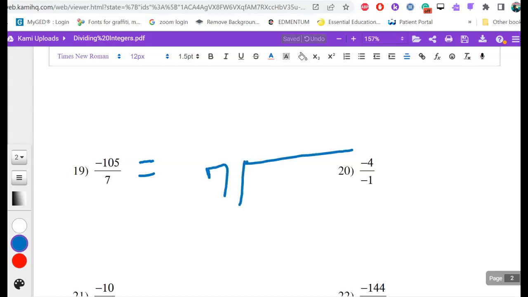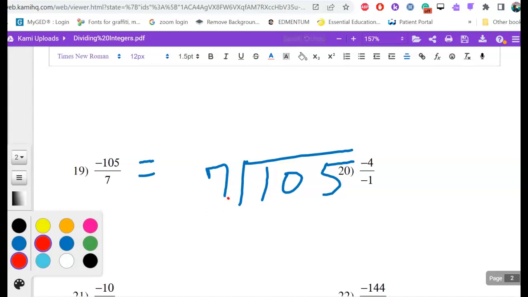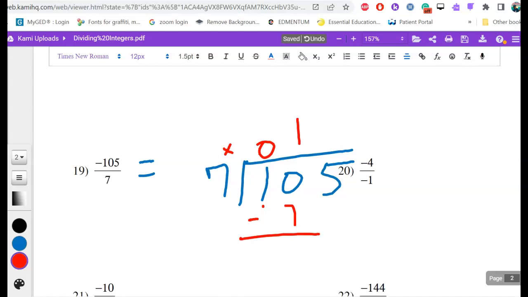So let's do that. 7 and 105. Now, I like to do every place value when I divide, meaning I take it one number at a time. 7, will it go into 1? No. 7, will it go into 10? Yes. How many times will 7 go into 10? One time. And then I take that 1, right? I multiply it with the 7. 7 times 1, 7. I subtract. 10 minus 7, 3. I bring down my 5.